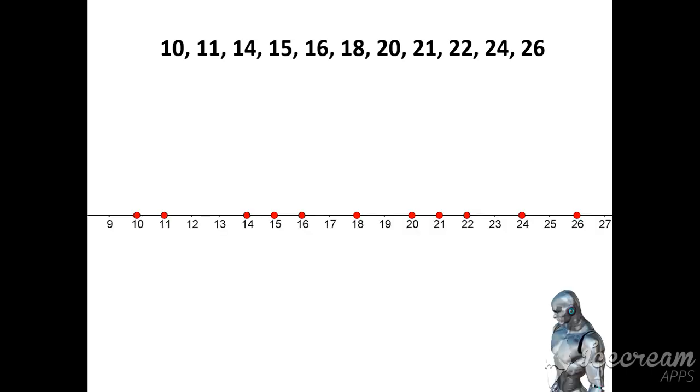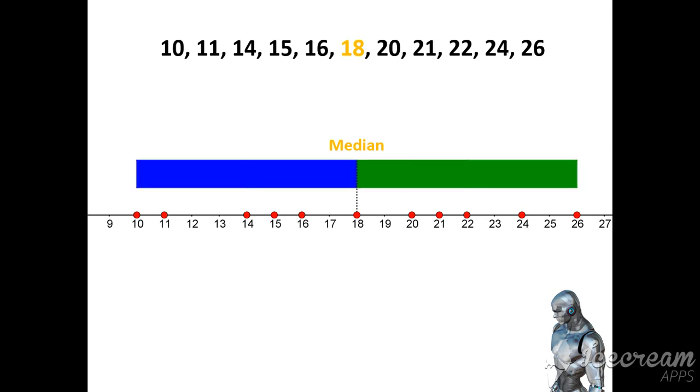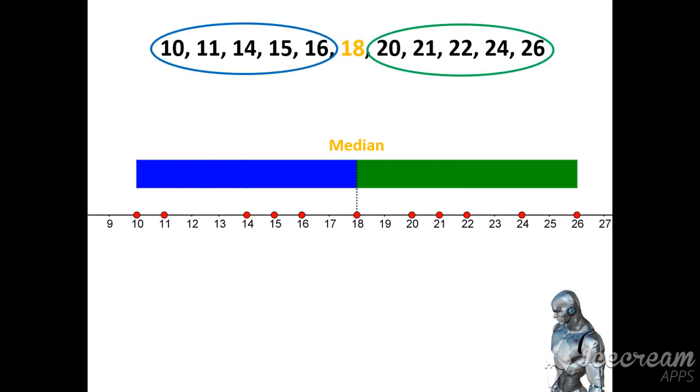So here's some data and they've been put into order. I'm just drawing a number line here with the data on the number line. So let's count into the middle and find our median. The middle number is the median. So the median is 18. That's the average called the median. Now what we've got is a group of data below the median and a group of data above the median. And I'm going to color these blue and green if you can see that.